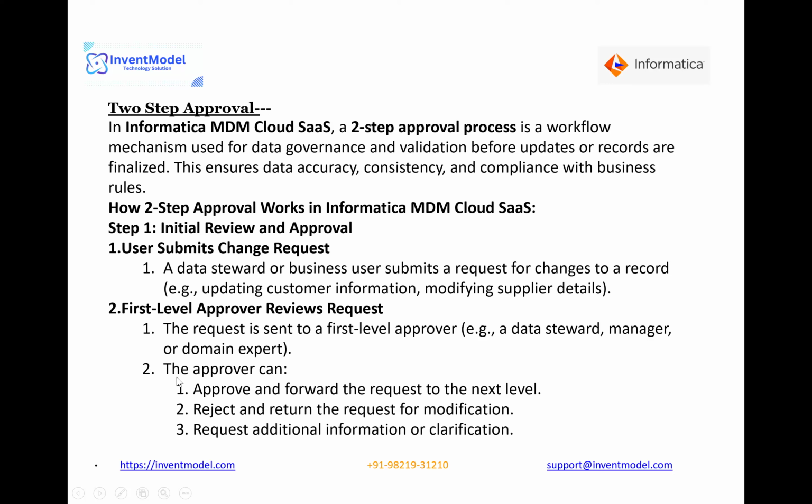Now, the approver can approve and forward the request to the next level. The approver can reject and return the request for modification. So, there are two things that the approver can do: approve and forward, or reject and return. Third, it can also request additional information or clarification. Suppose the approver is not satisfied with the changes demanded to the record, it can request additional information or clarification.